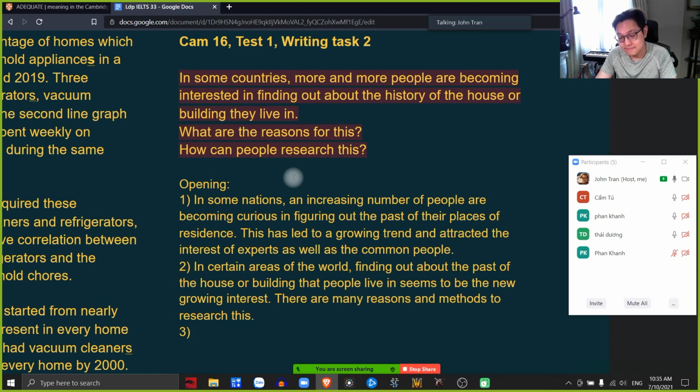When you use the third method, you use a bit more imagination, but still you must stick to some keywords in the essay title, which are: some countries, more and more, find out, history of the house or building they live in. So these are keywords. Even though you try to use more imagination, you try to be more creative, you must still stick to the essay title somehow, the keywords at least. So in that way, you won't go off topic.